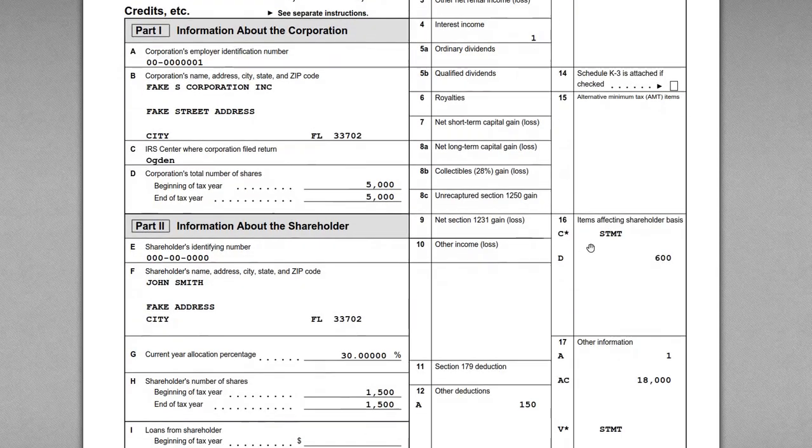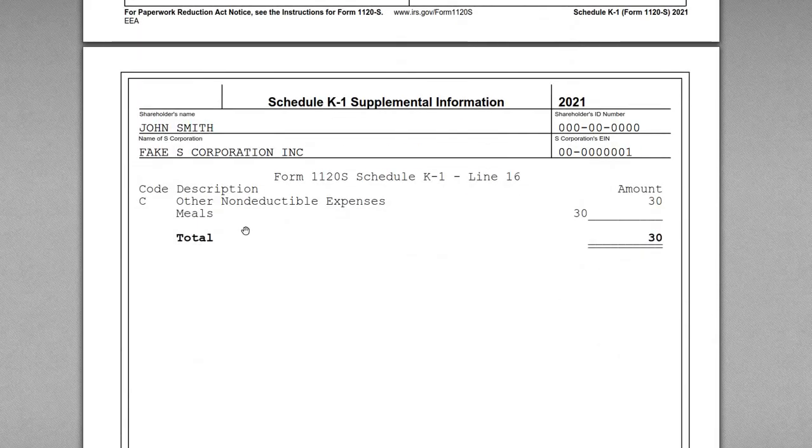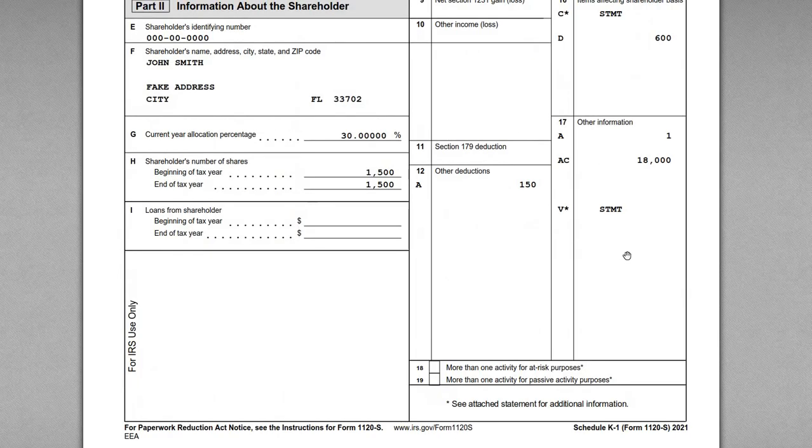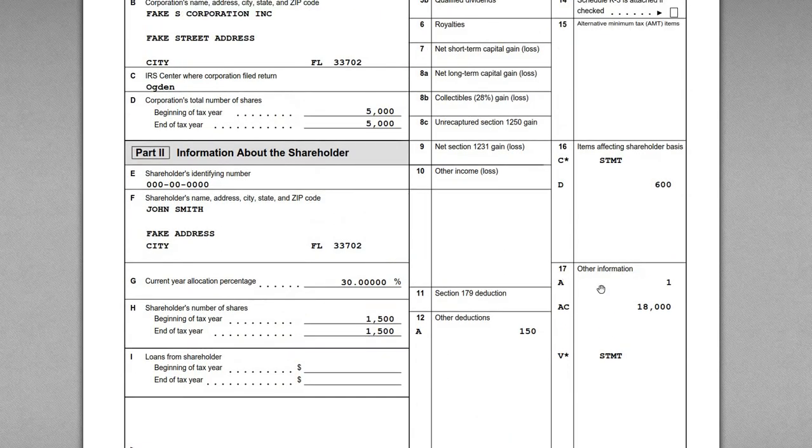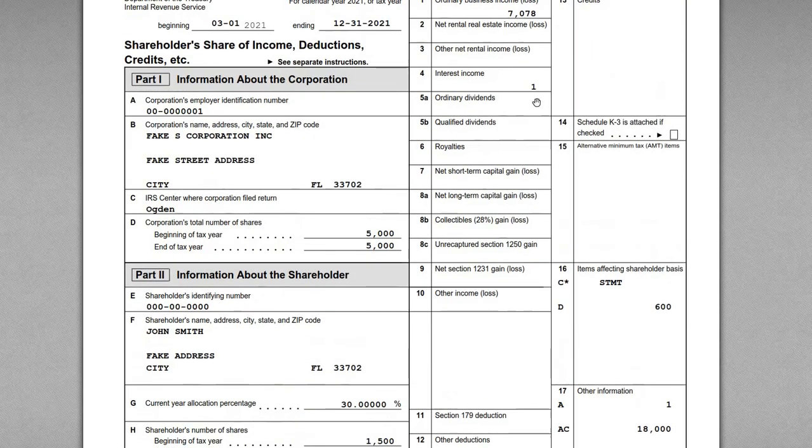And then in line item 16, D and C, 16D is the allocation of the distributions. And then 16C, we have a statement being referenced here. 16C is an allocation of non-deductible expenses. So if we look at the statement, we can see that 16 code C is non-deductible expenses, meals, right? So remember, the $100 of non-deductible meals, John's being allocated 30% of the $100, so he gets $30 in non-deductible expenses. Code 17A represents the amount of investment income, $1, because that's attributed to the interest.